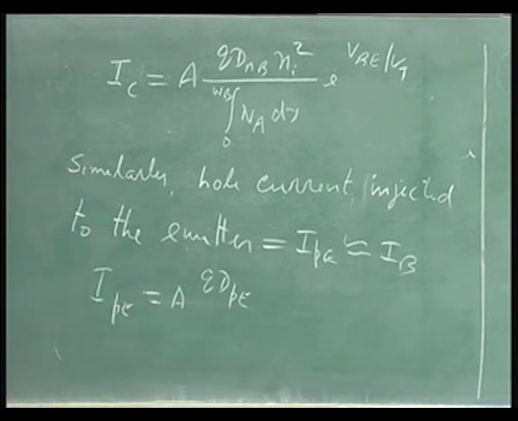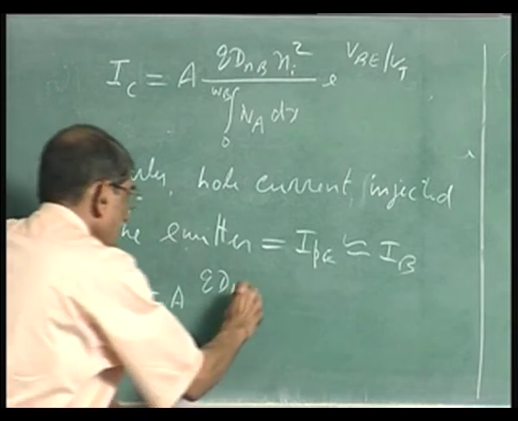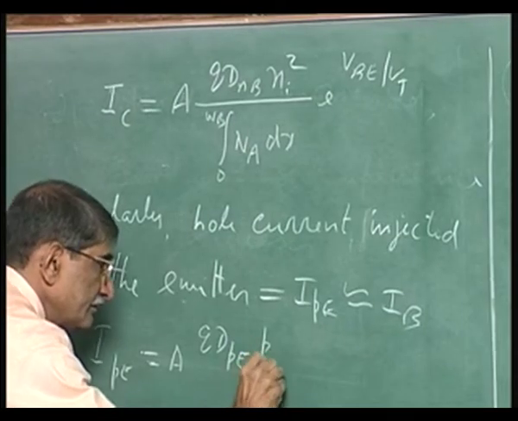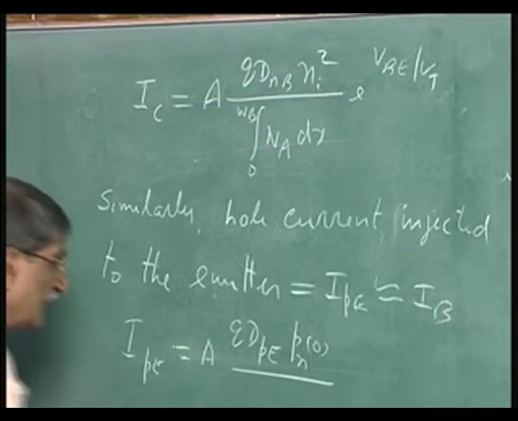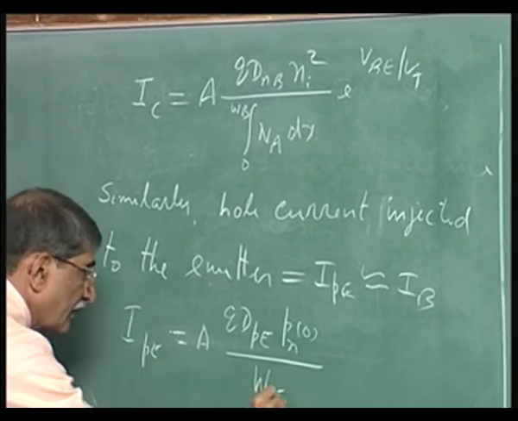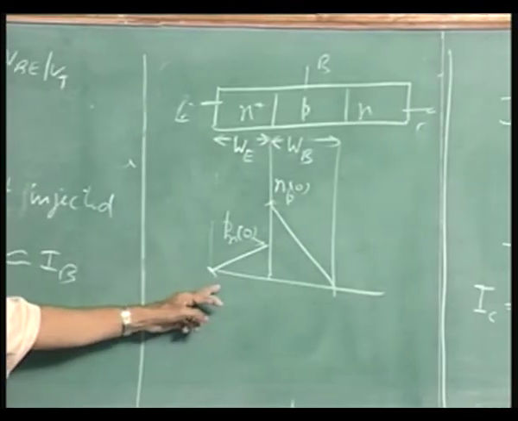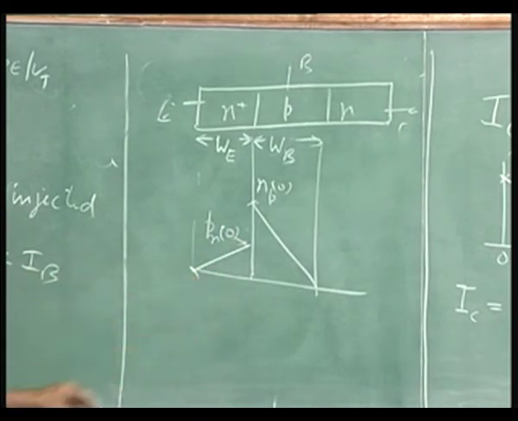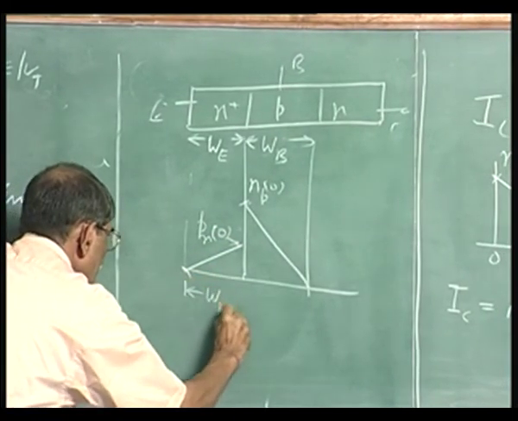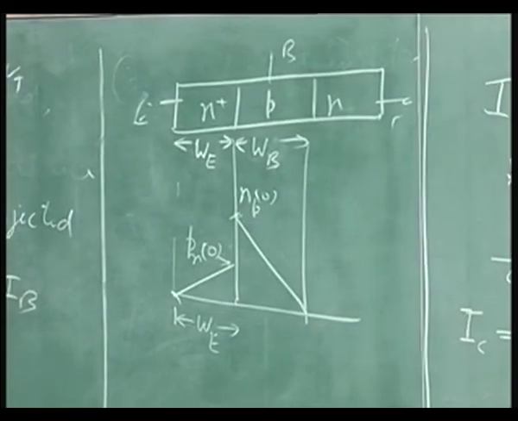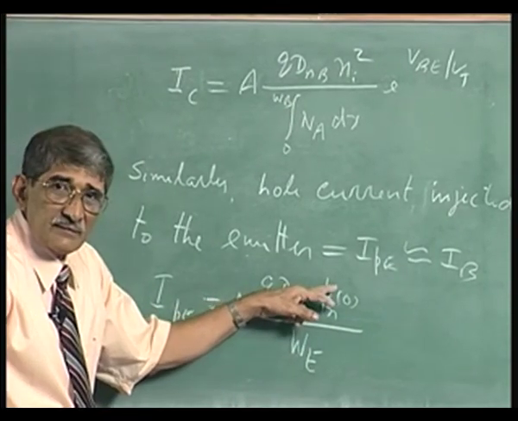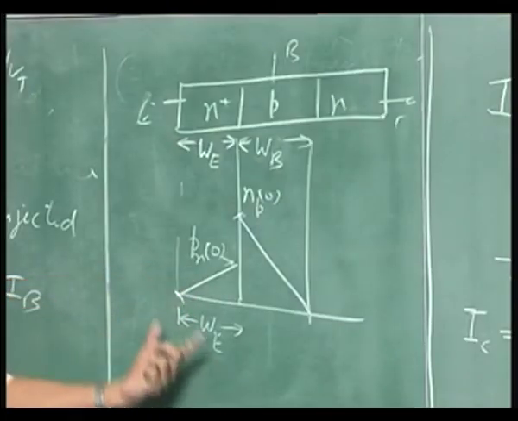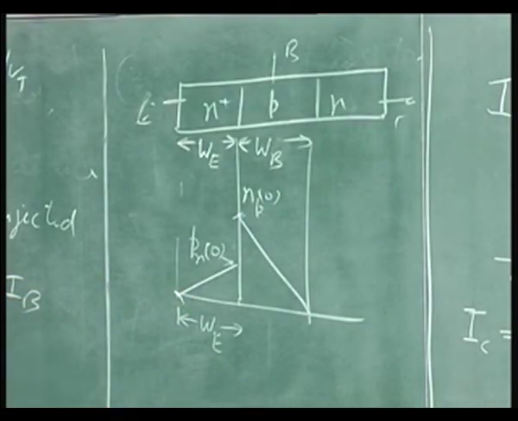We are getting there, we are getting closer to HBT now. Okay, Q DPE Pn0. I am just putting 0 to indicate that it is at the edge of the depletion layer, divided by WE, because that is a diffusion current in a uniformly doped region. Pn0 divided by WE gives me dP by dx. dP is this one in the emitter, dP by dx is the slope Pn0 by WE.